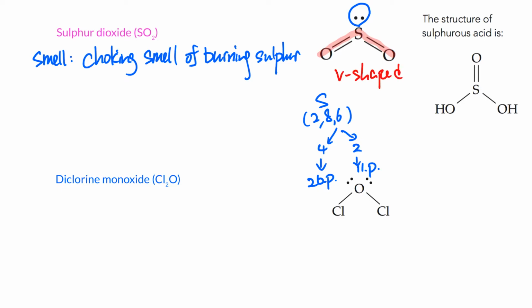So SO2, when it dissolves in water, we should have learned this before. When it dissolves in water, it gives sulphurous acid. This is a weak acid.